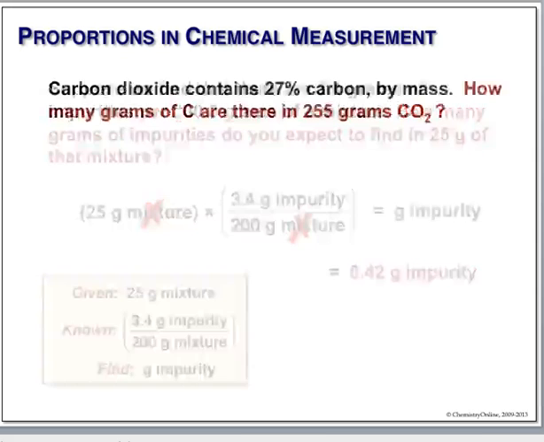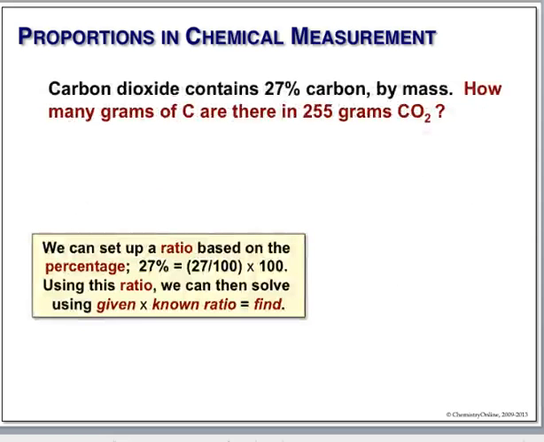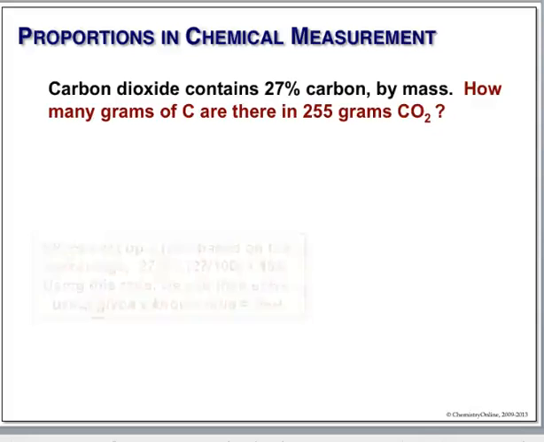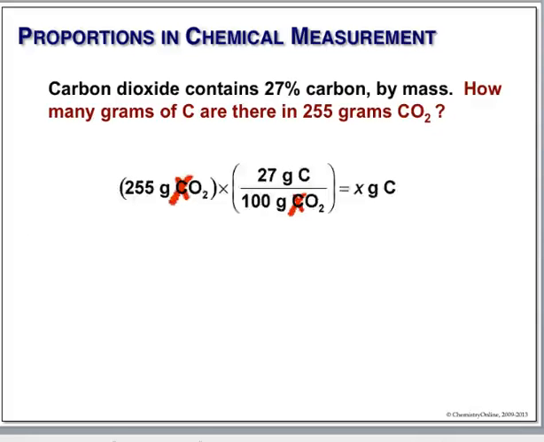Now the next one we've actually used before. If I tell you CO2 is 27% carbon, how can we express 27% as a ratio? 27 over 100, that's what it means. So here, we are given we have 255 grams of CO2. Here's our ratio. How much carbon? About 69 grams.